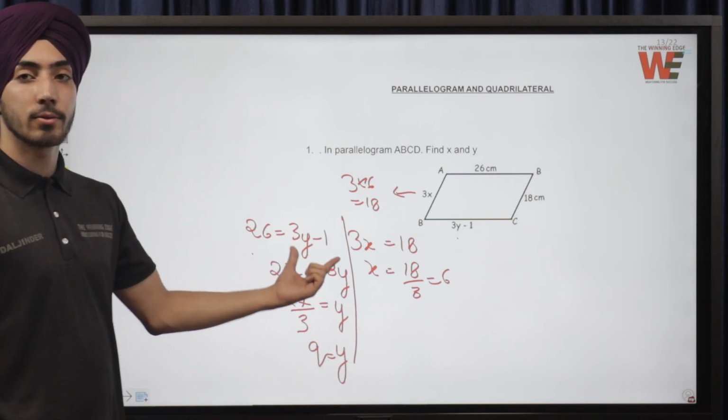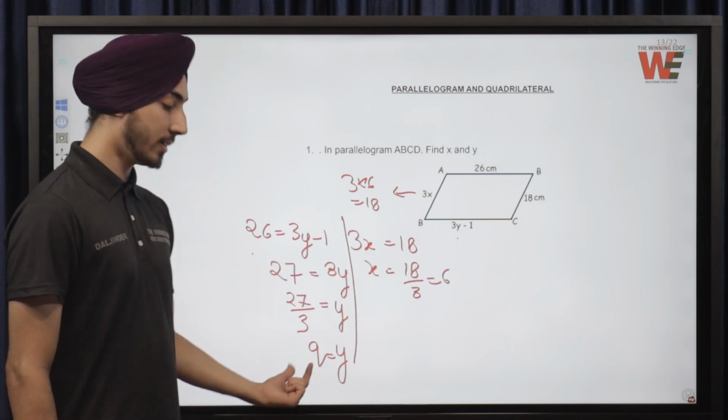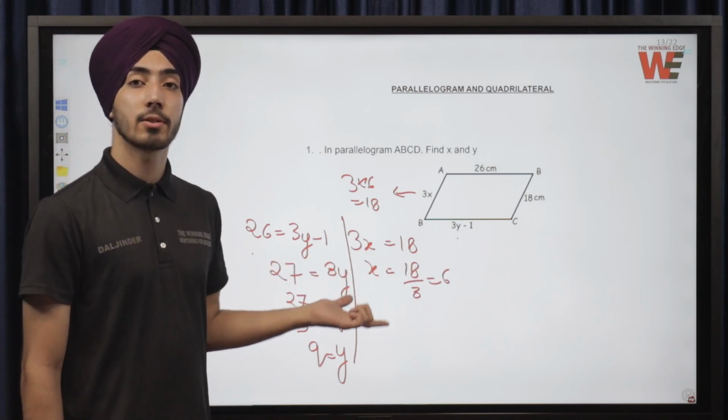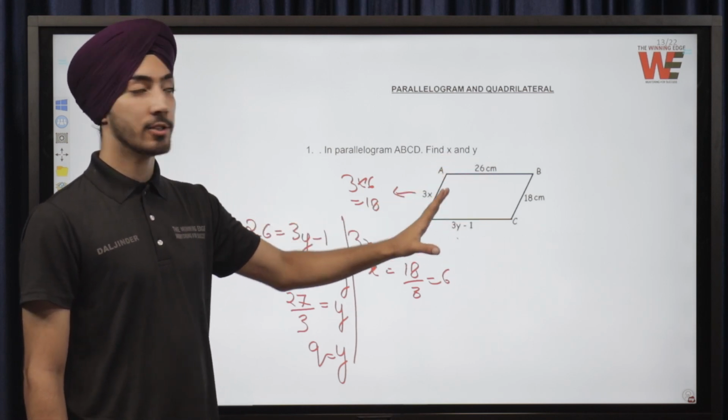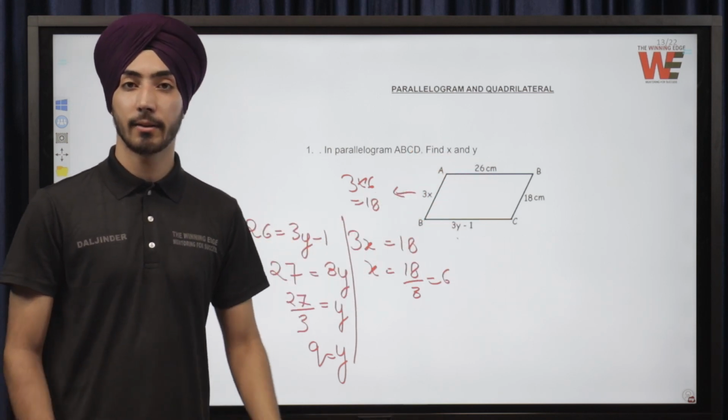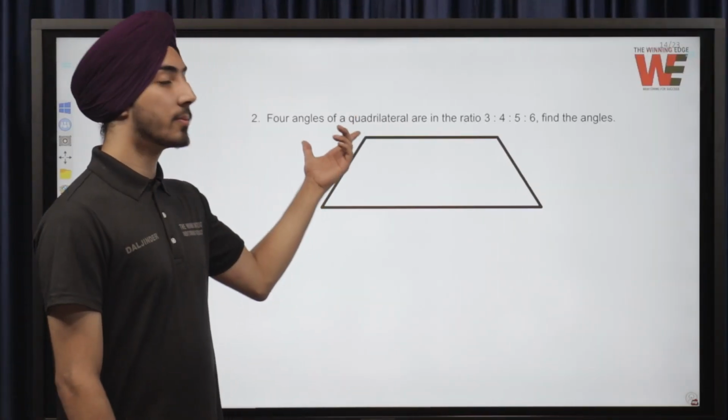Alright, so these are the two values, x is 6 and y is 9. A very simple question based on the property that opposite sides are equal and parallel to each other in a parallelogram. Okay, so let's look at question number 2 here.